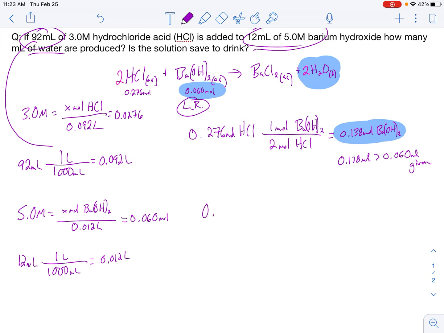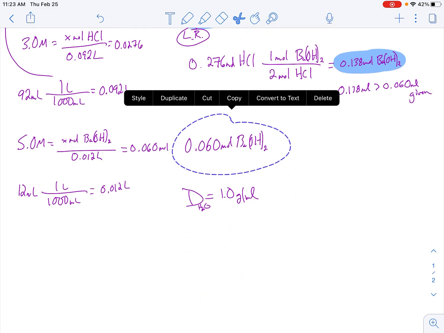So now we're going to start with my limiting reactant, 0.060 moles of my barium hydroxide. And we need to calculate how many milliliters of water. How am I going to do that? Well, I know the density of water is 1.0 gram per milliliter of H2O. So maybe I can use that as a conversion fraction as well. Because it's 1.0 grams per milliliter, my grams and milliliters are equal, but I need to show that unit cancellation. So let's move this back to where it was.